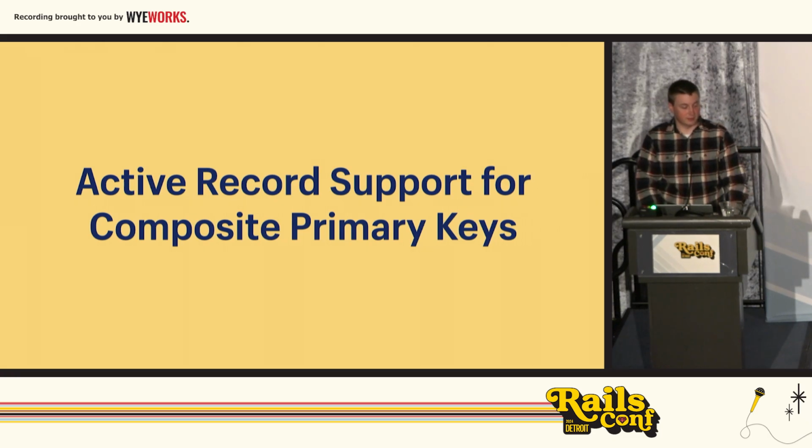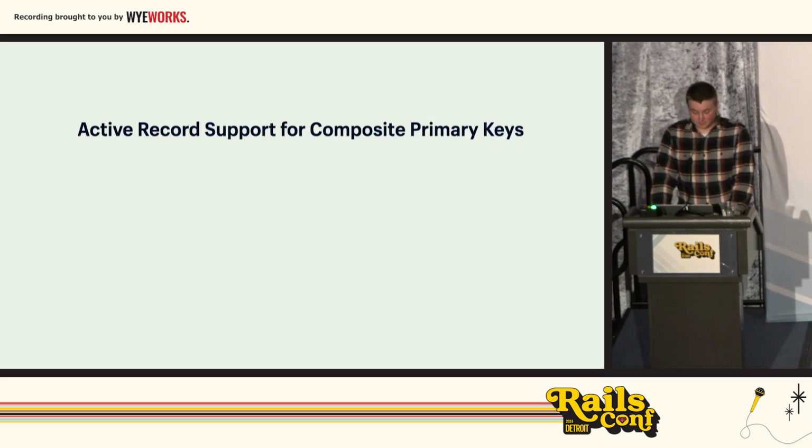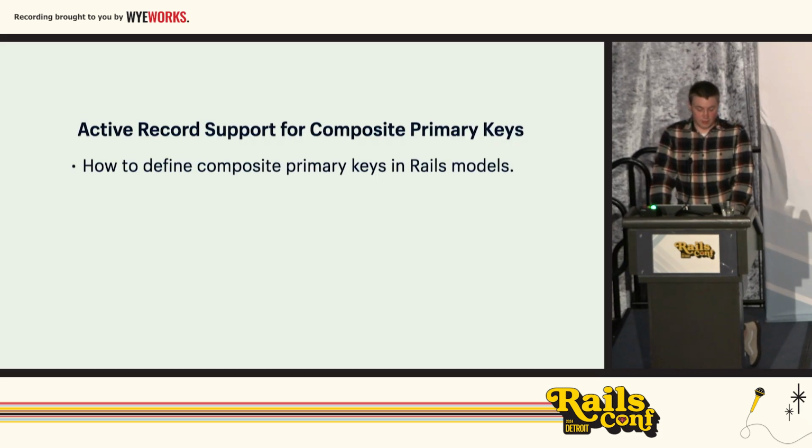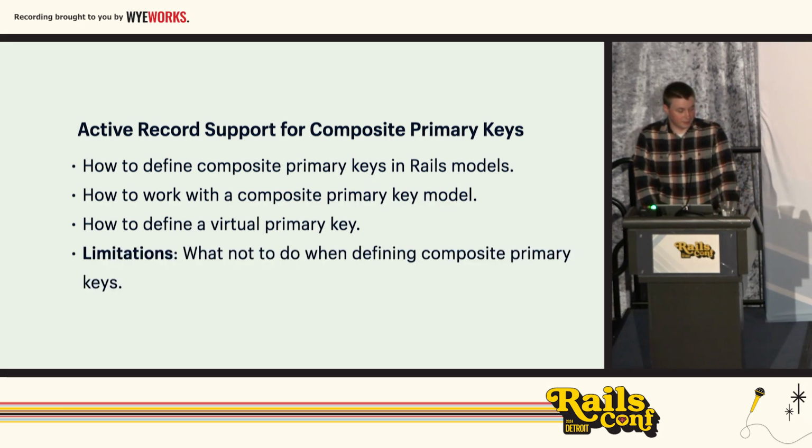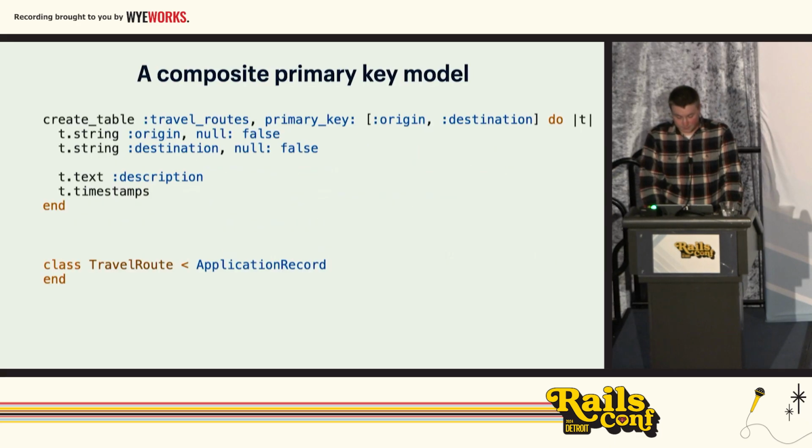Let's look at what Active Record provides to work with and support composite primary keys. In this section, I'd like to cover how to define a composite primary key in a Rails model, how to work with a composite primary key model, how to define a virtual primary key and what it is, and we'll talk about limitations: what not to do when defining primary keys, or what to be cautious about.